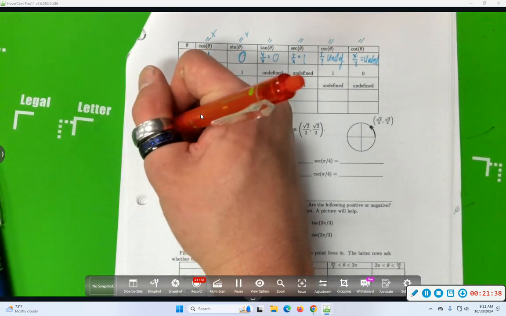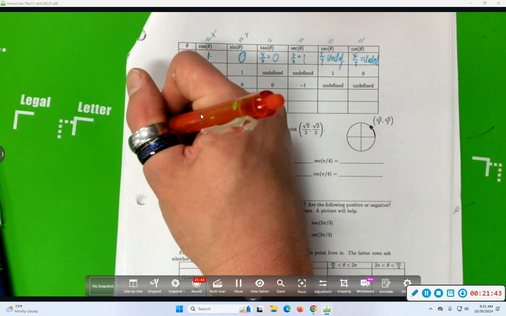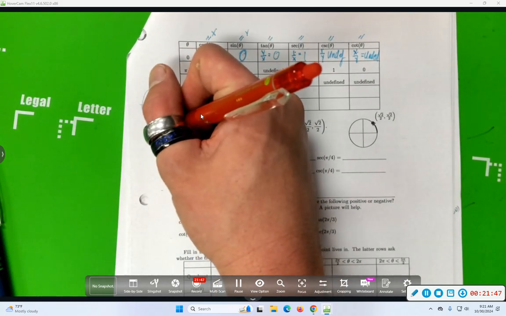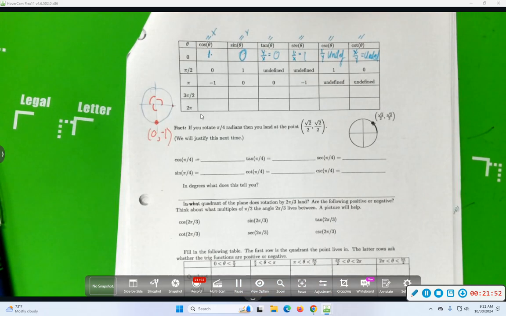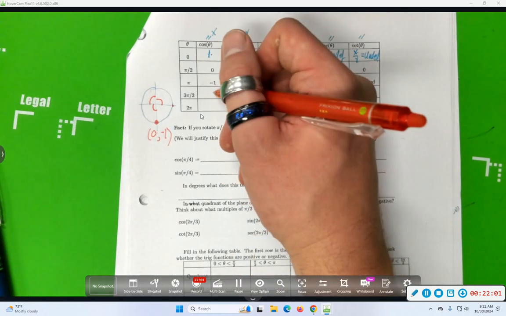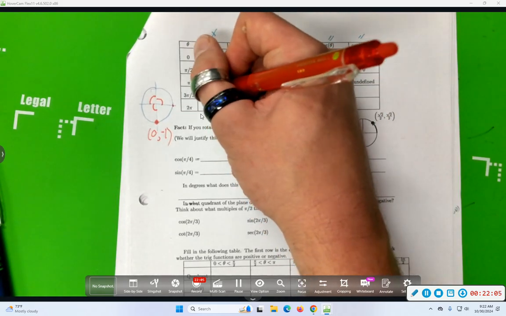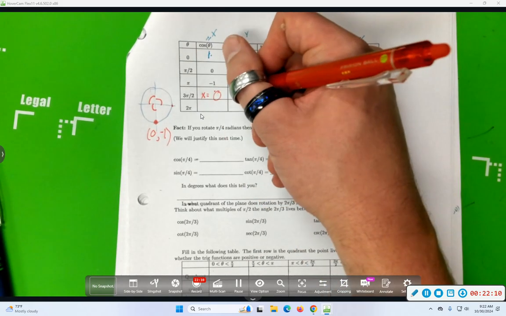X coordinate seems to be 0. It's right on the y-axis, so the x coordinate is 0. The y coordinate seems to be -1. Right, it's on the unit circle, so its only choices are +1 or -1. And it looks like it's negative. Oh, cool, that's enough, right? So what's the cosine of 3 pi over 2? It's the x coordinate, which is 0. Sine is the y coordinate.